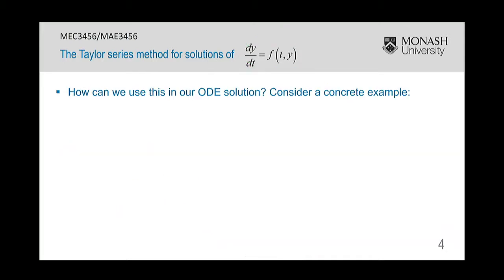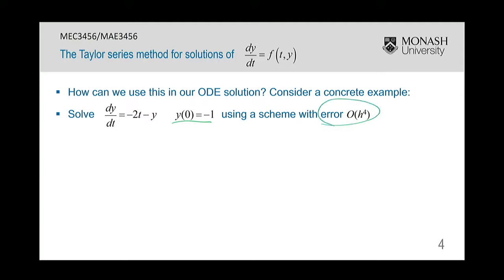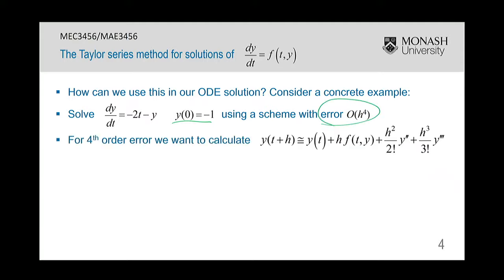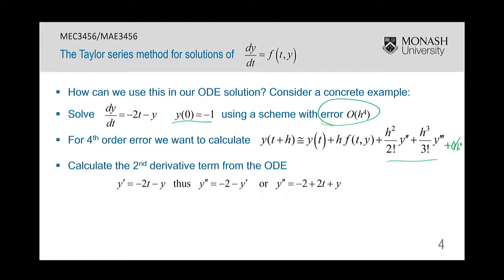So how are we going to use this in our ODE solution? Probably the best way of doing this is to consider a concrete example. The example I'm going to give is: solve dy/dt is equal to negative twice t minus y, with an initial condition of y naught is equal to minus 1. And we're told we want a scheme that has an error that's order h to the fourth. So let's include these first two extra terms here, because the next term down is an order h to the fourth term.